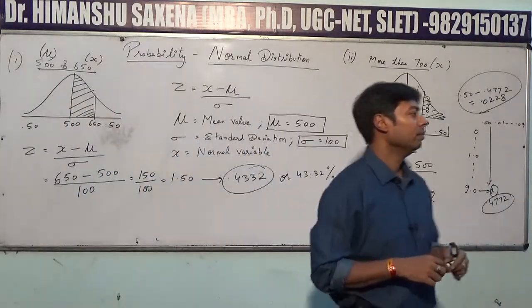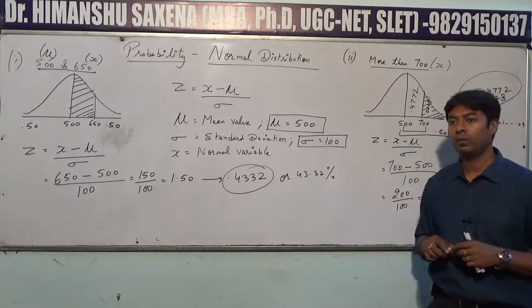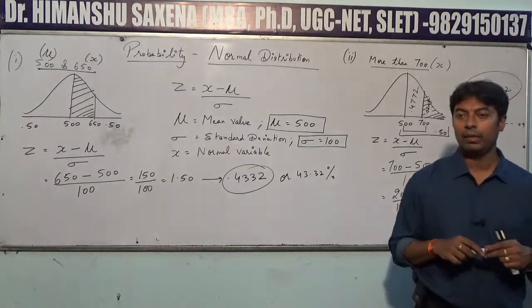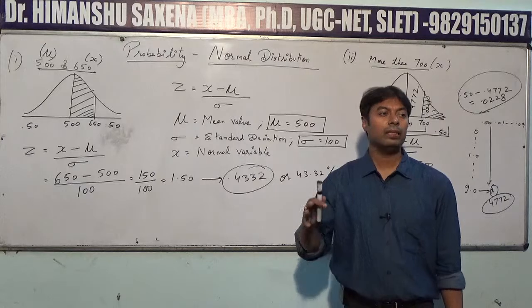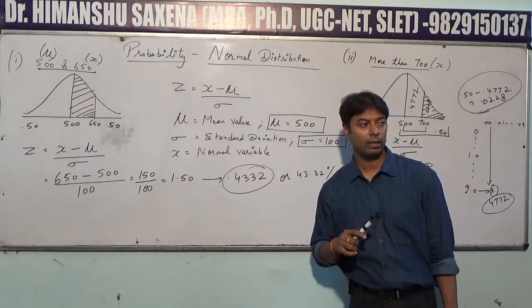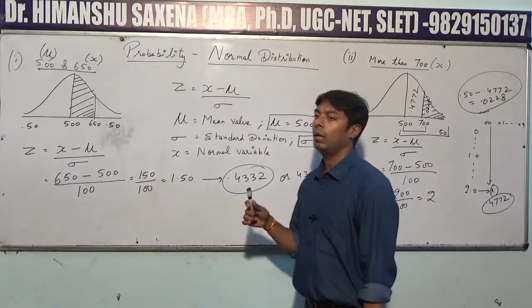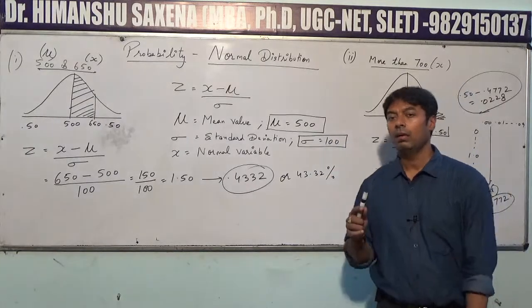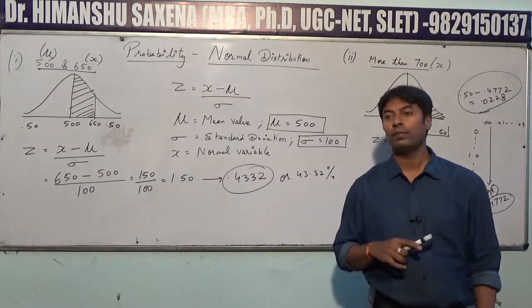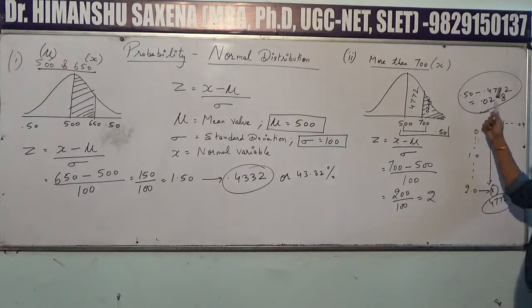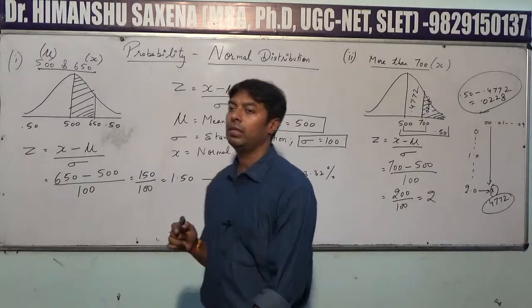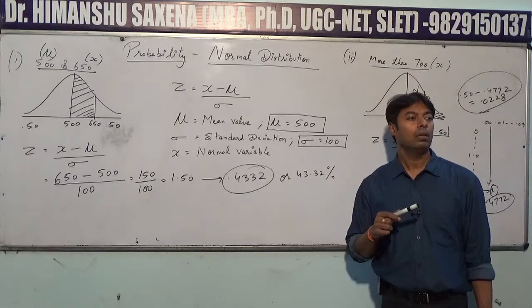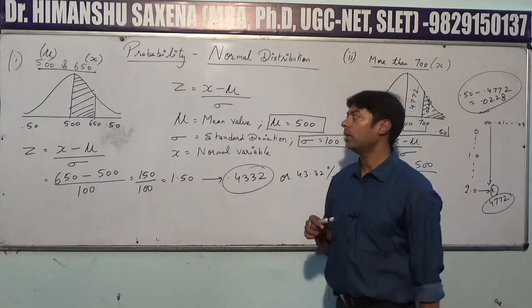the probability that a student will take more than 700 hours to complete the program is 0.5 minus 0.4772. 0.5 minus 0.4772 is equal to 0.0228. Right? Now take down the third part.